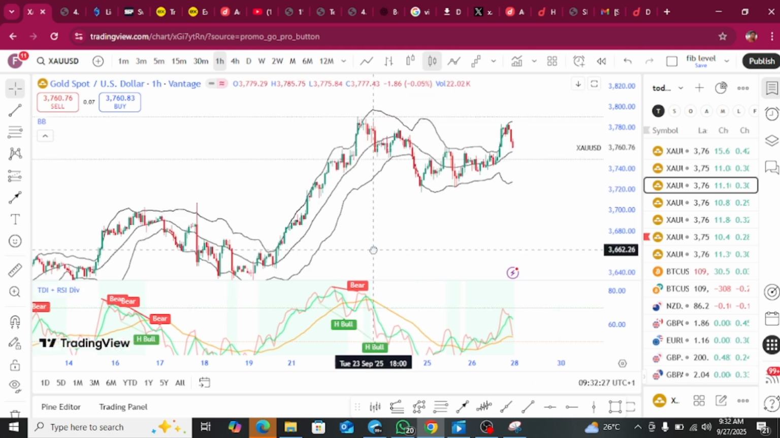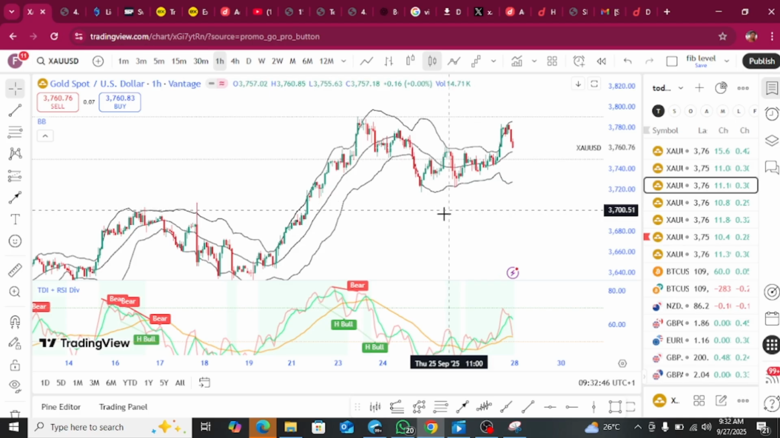Now most traders, once price gets to the upper part of the Bollinger Band, they want to sell. They just want to sell. That's what most traders do. Once they see price at the upper band of the Bollinger Band, they just want to sell. Most times that's not how it works.